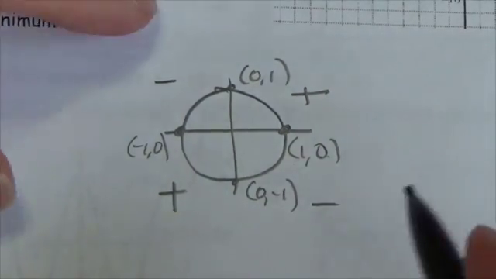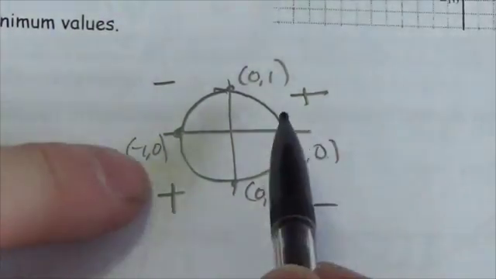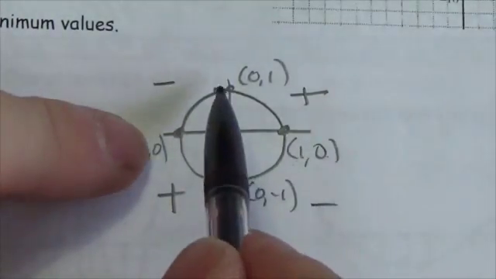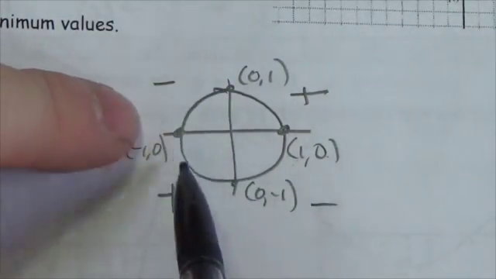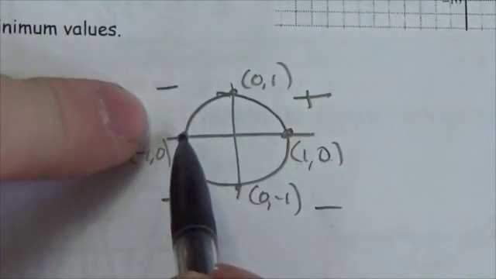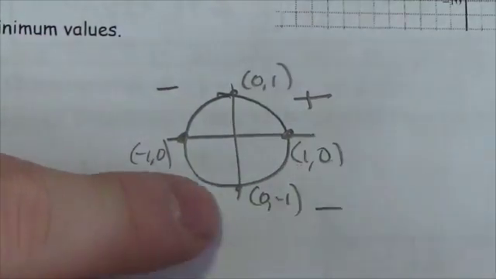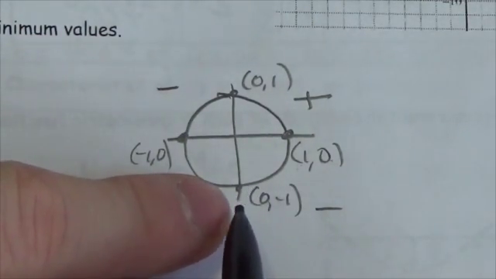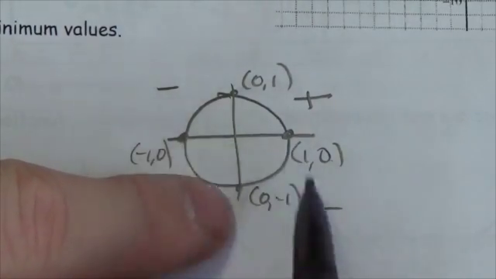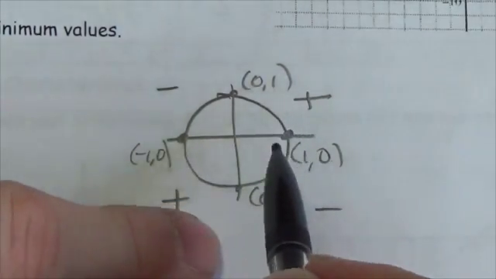Now, notice what's going on here. From here, it's going to go from undefined to 0 to undefined through a negative quadrant, through a positive quadrant. Then it's going to go from undefined to 0 to undefined through a negative quadrant, through a positive quadrant.